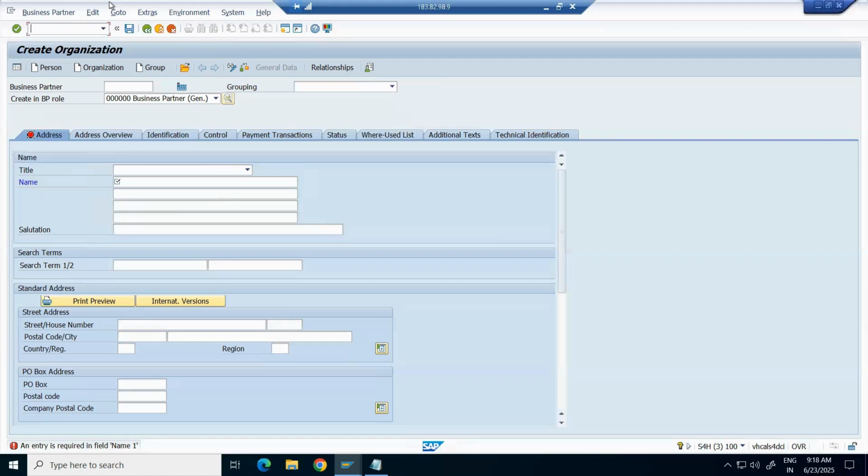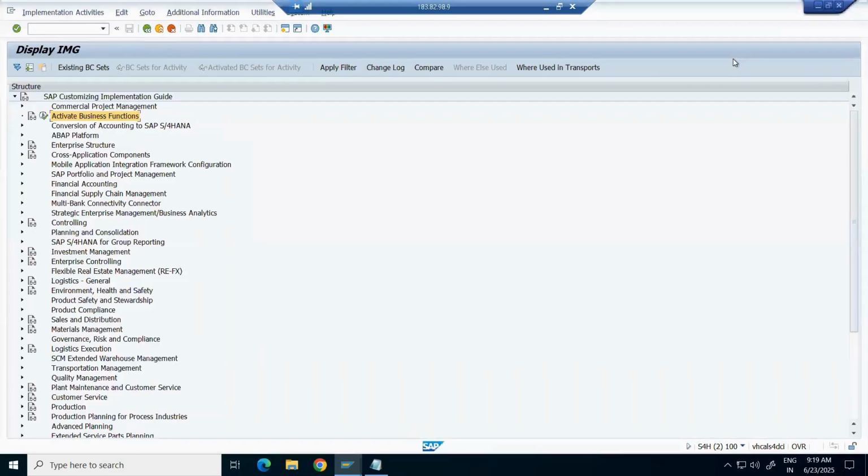So write down the purpose of account group. First thing, it controls the fields in the customer master.